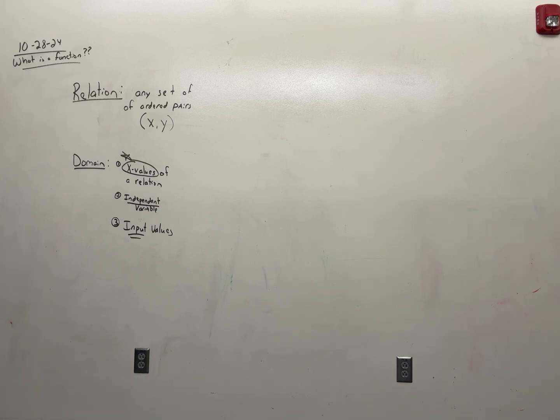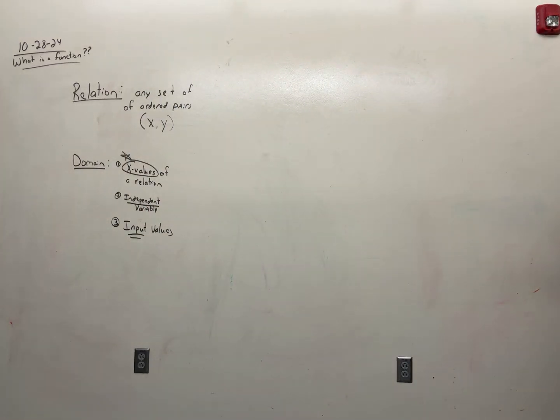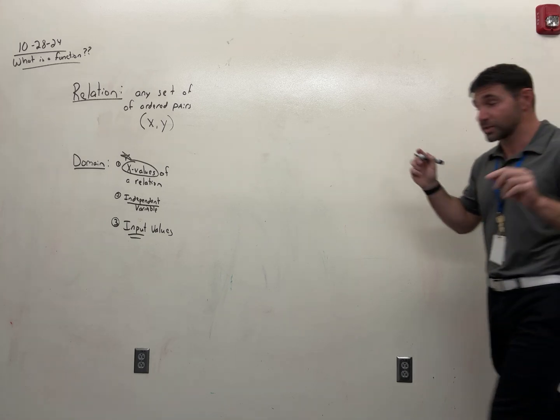Everybody still with me? Have I lost anybody yet? Okay, so if I say the domains are 3, 4, and 5, you can tell me, well, my x values are 3, 4, and 5. You can tell me, hey, these are the independent values, 3, 4, and 5, just by knowing that it's the domain. If I give you x's, so watch this, you ready?